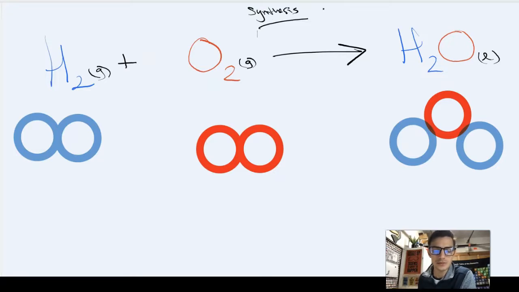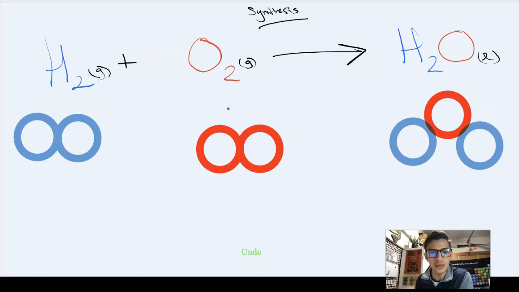And in this synthesis reaction, it's important that we remember that everything on the left side has to equal the amount of matter that we end up with on the right. So the reactants must equal the products. What I mean by that is the amount of stuff on the reactant side has to equal the amount of stuff on the product side.